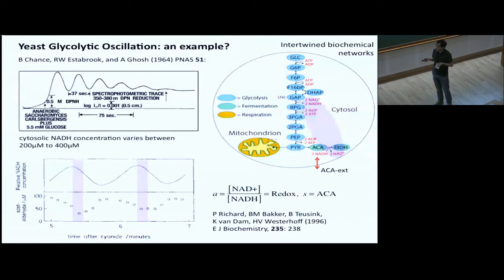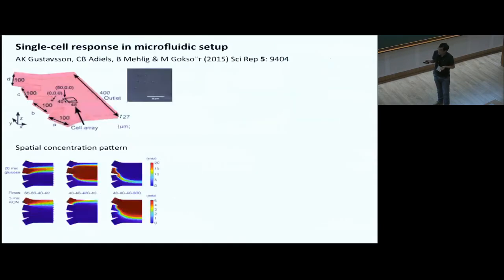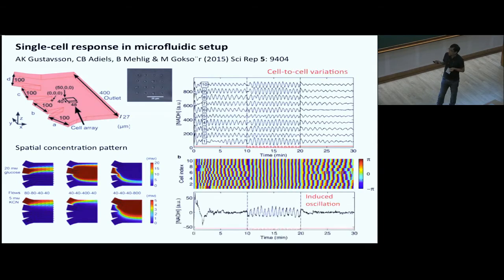And more recently, so I'm just jumping ahead, there are so-called microfluidic studies that allow you to look at the oscillation or non-oscillatory behavior of individual cells under very well-controlled environments. Normally, this kind of single cell measurement gives you some time series of, for example, the intensity of some chemical inside the cell, in this case, NADH.